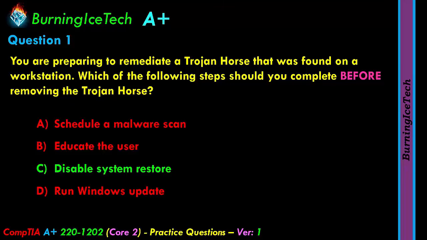So the first thing you do, besides quarantining a machine, is disable any and all forms of backup to avoid them getting compromised. And once you've cleaned the system, then you go and turn the backups back on again, obviously. Answer D there, run Windows Update. Also very important, but that's not the answer here, folks.